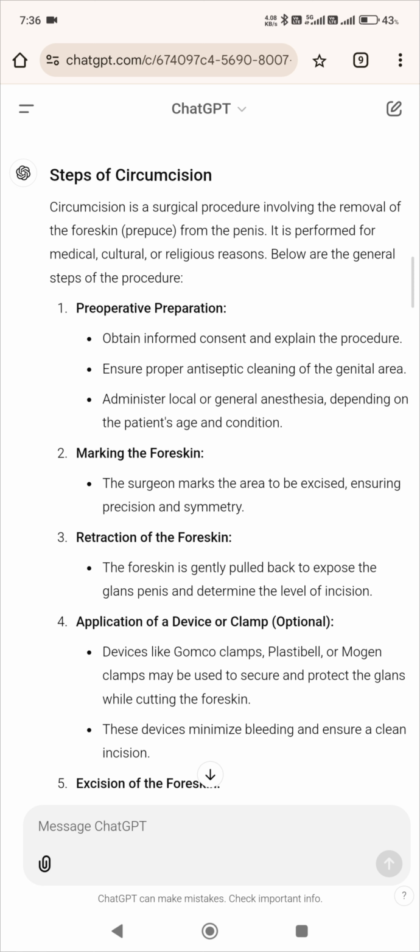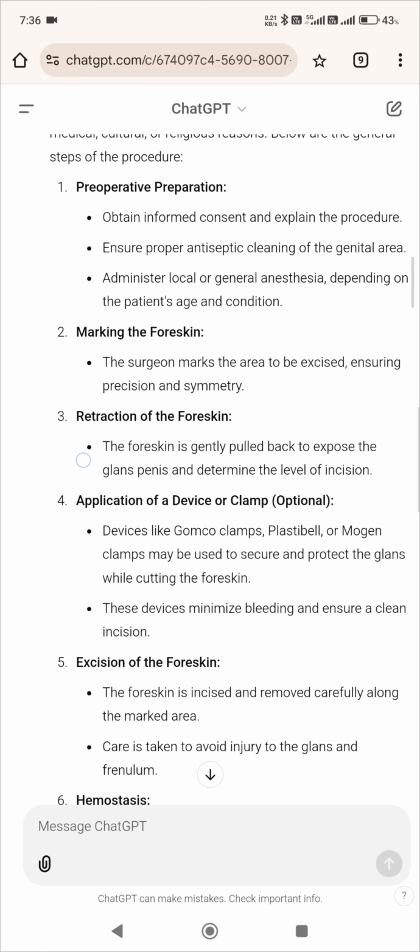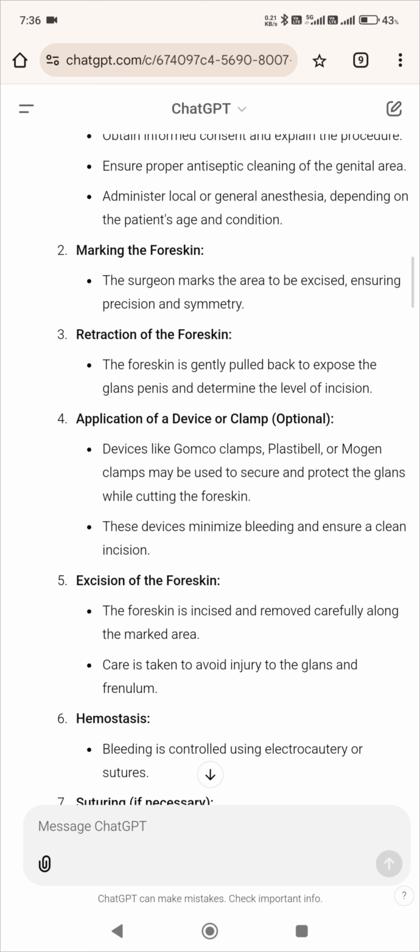2. Marking the foreskin. The surgeon marks the area to be excised, ensuring precision and symmetry. 3. Retraction of the foreskin. The foreskin is gently pulled back to expose the glans penis and determine the level of incision.